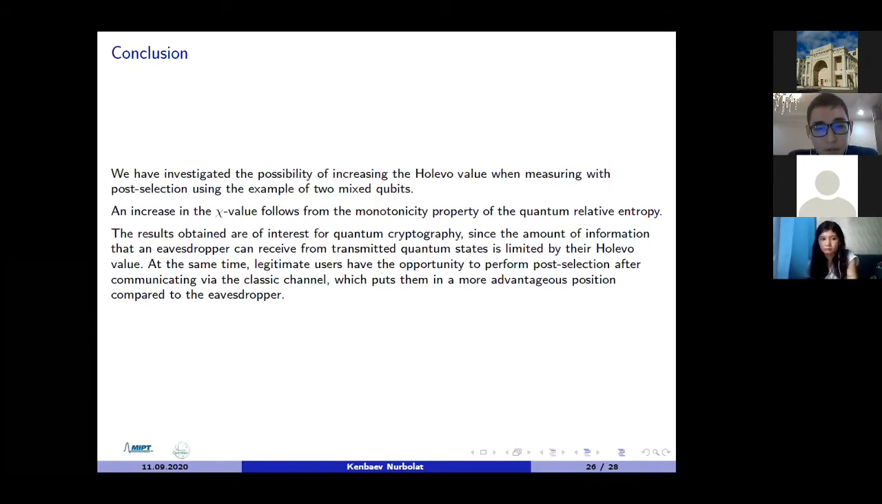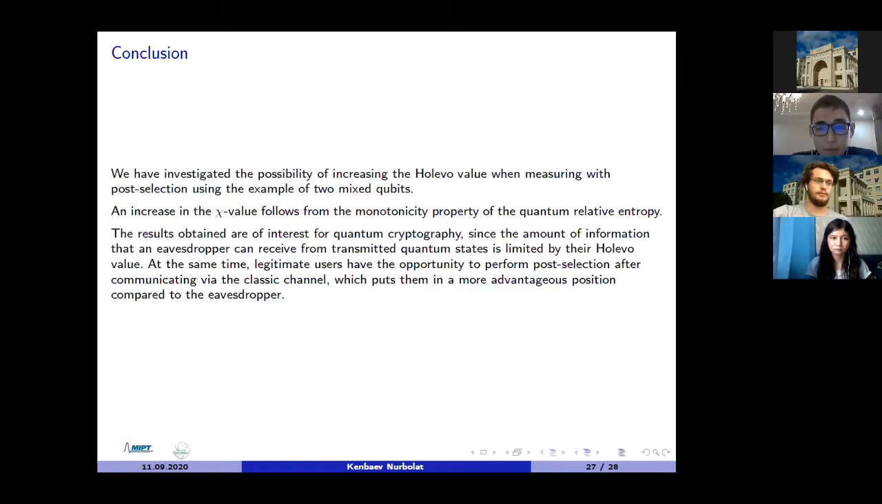That brings me to the end of my presentation. I will briefly summarize the main issues. We have investigated the possibility of increasing the Holevo value when measuring with post-selection, and we have demonstrated an example with two mixed qubits. An increase in the Holevo value follows from the monotonicity property of relative entropy.